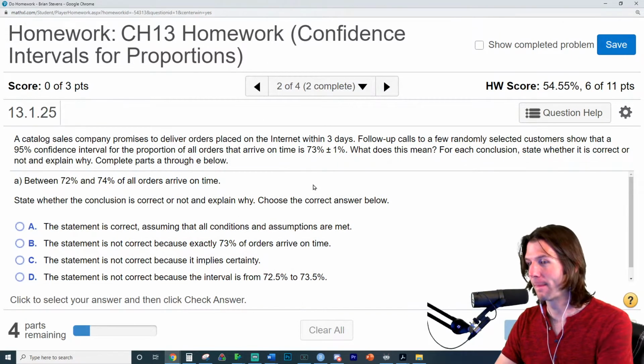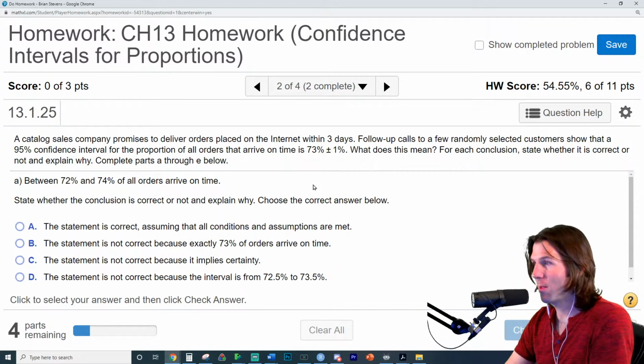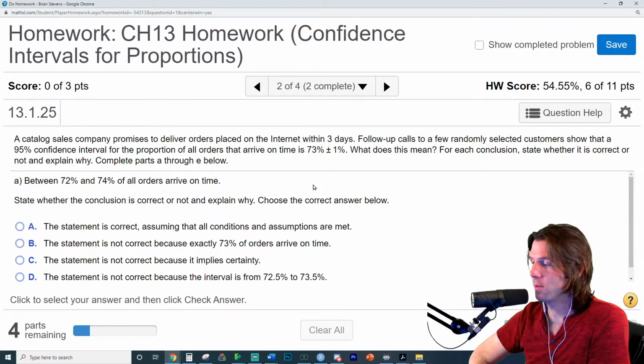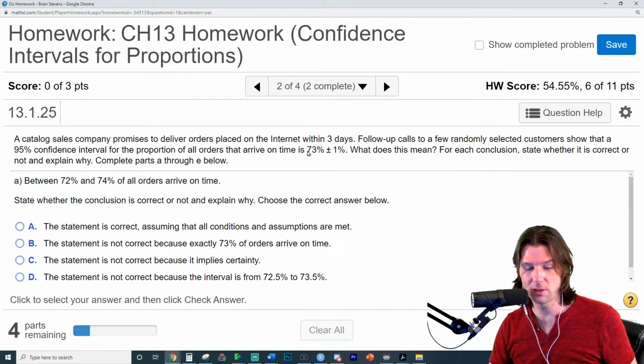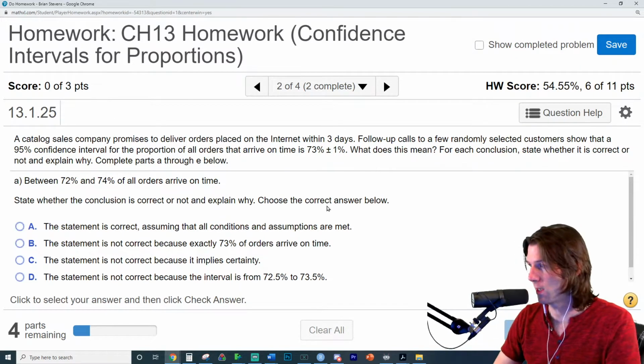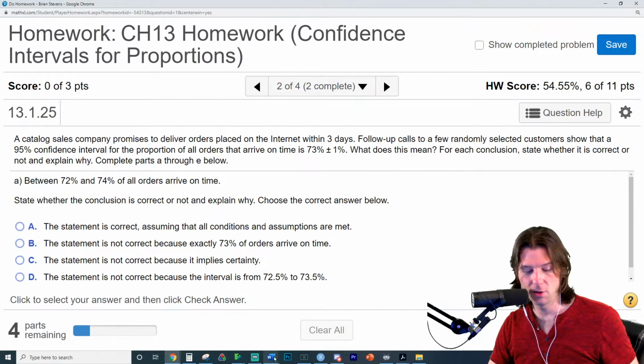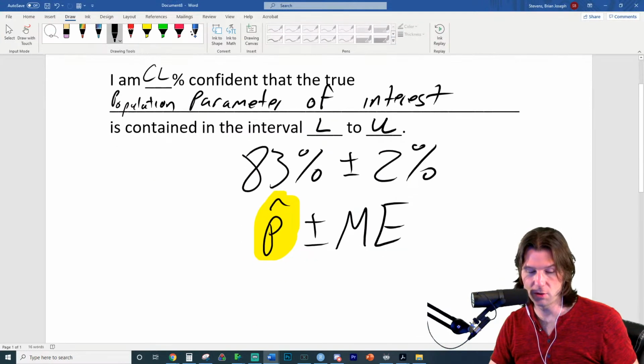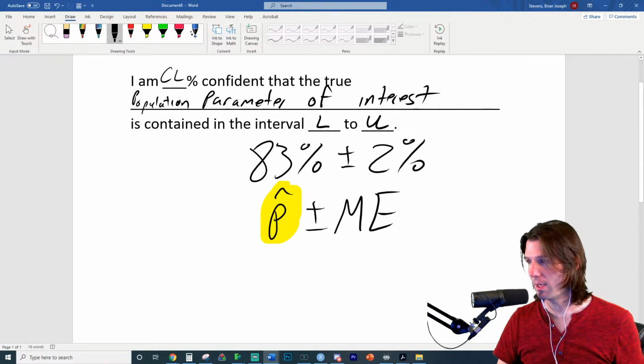It's a bummer. This one right here catches a lot of people off guard because this question is asking about how to interpret a confidence interval, but it gives you a bunch of bad interpretations. So what you want to do is take this 73% plus or minus 1% and do the correct interpretation, where we say I am blank percent confident that the true blank is contained in the interval blank to blank.